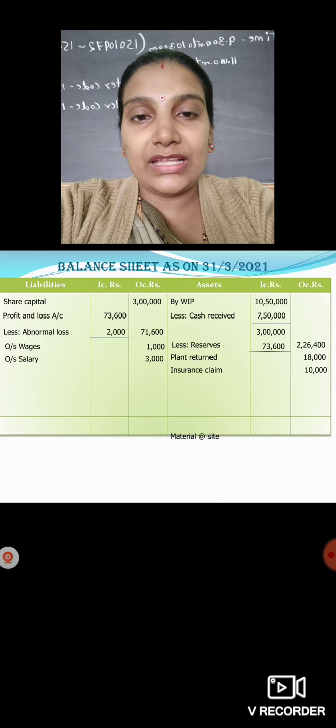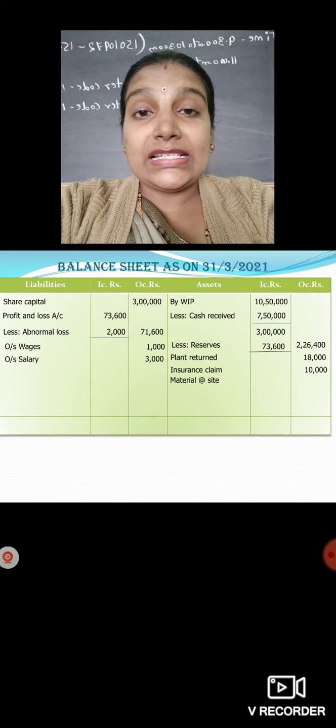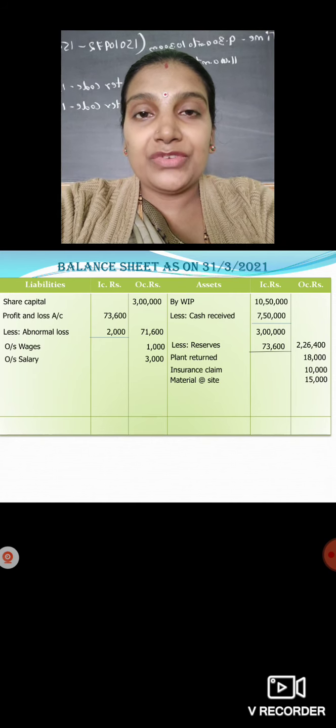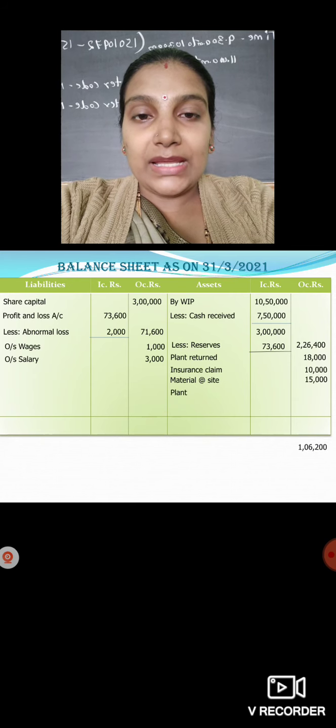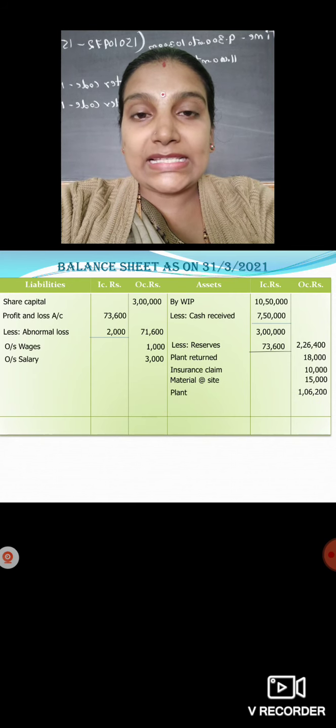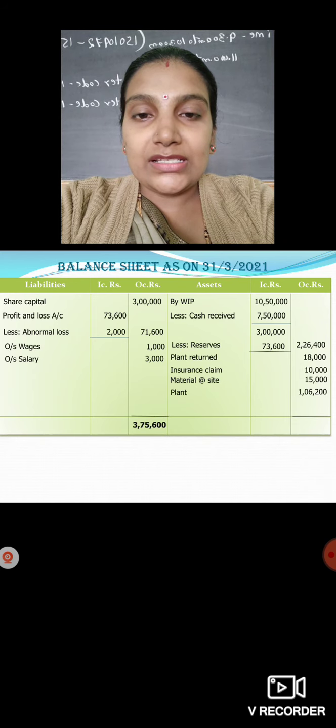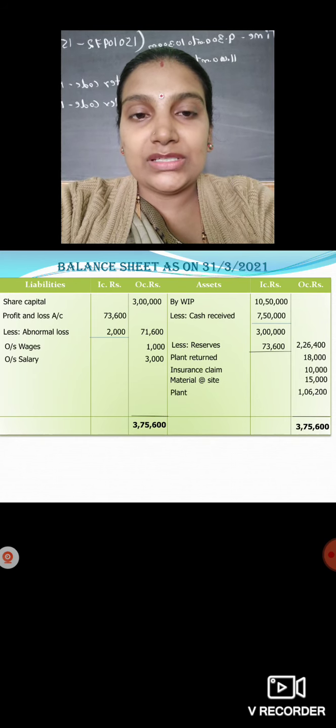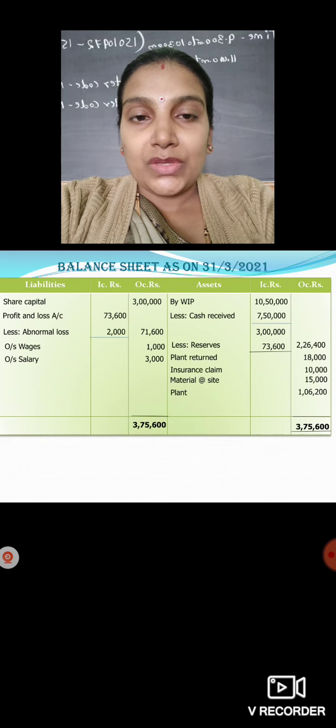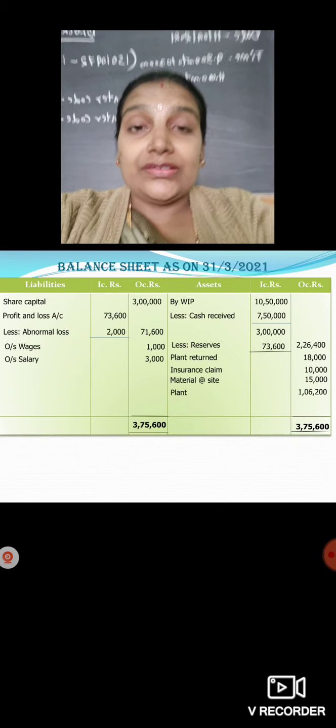Insurance claim we have 10,000. Then material at site, how much is left with us? 15,000. Then plant, closing balance of plant 1,06,200. Then both side total you should write as 3,75,600. I hope you are clear with these sums.